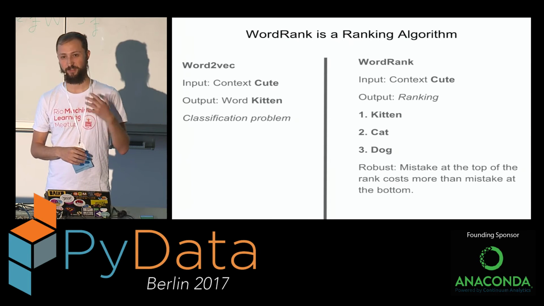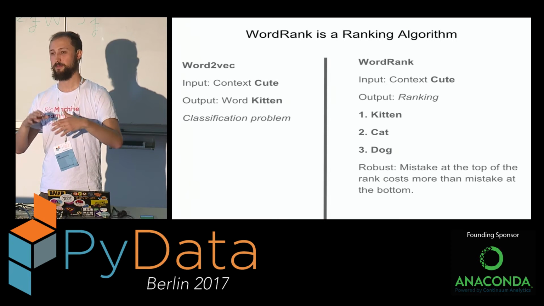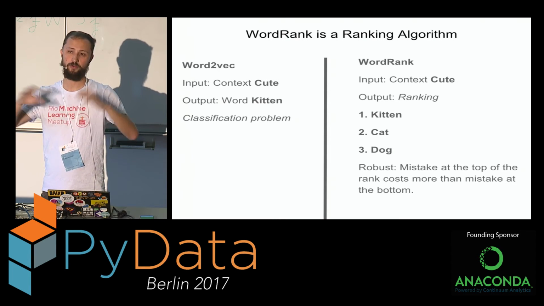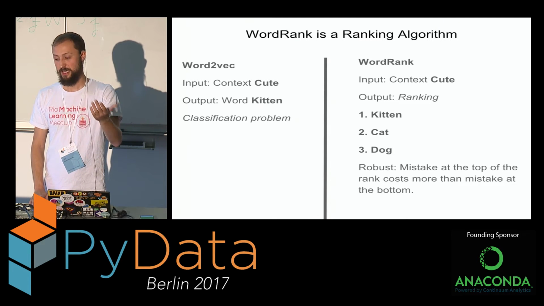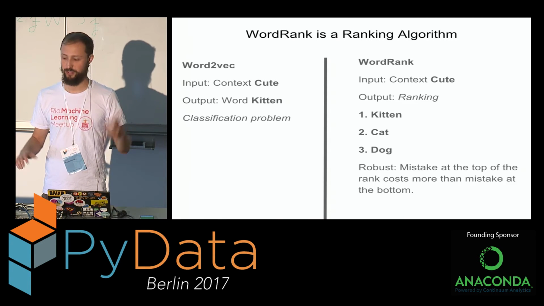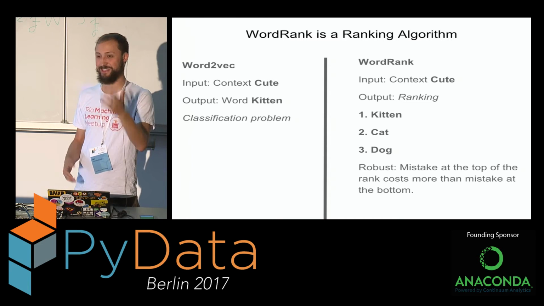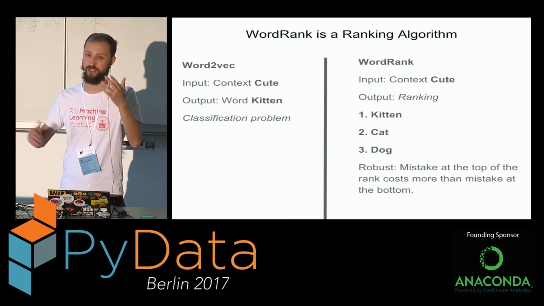In wordrank, it's a different problem. So I have my context coming in as "cute", and I want to rank all the friends of cute. Rank all the words and how friendly they are towards cute. The first one is going to be the same as kitten, but the second one is going to be cat, and the third one is going to be dog, because dog and cute never appear together, because dogs are not cute. And kitten and cat was cute once, and kitten was cute twice. So that's why they rank this way.